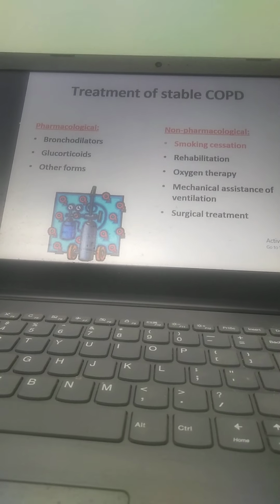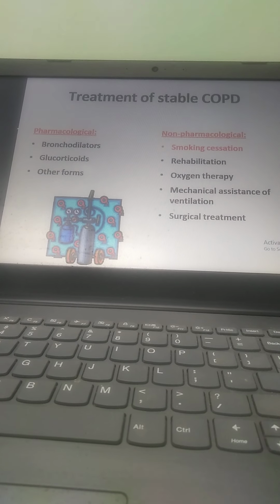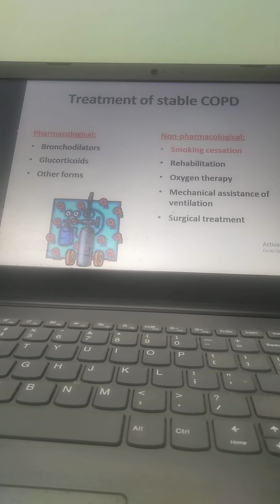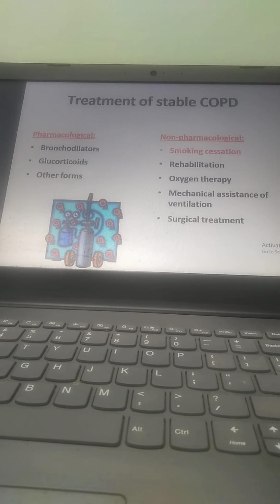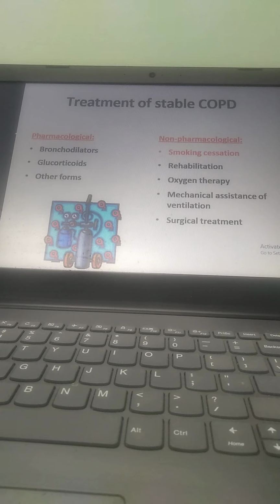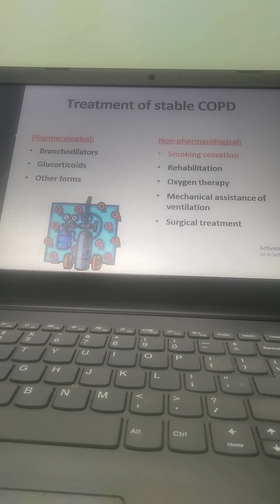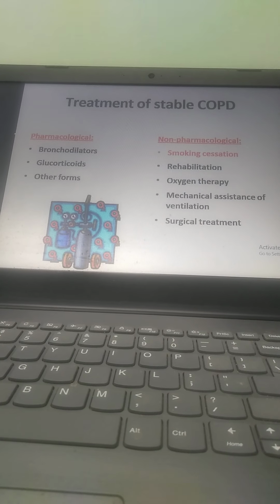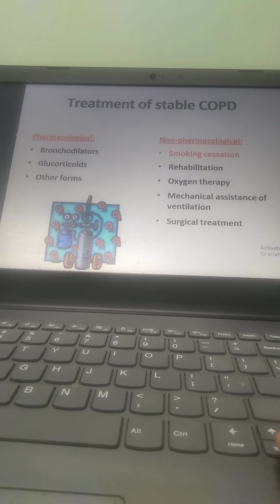Now, treatment of the stable COPD. Pharmacological, we have bronchodilators, glucocorticosteroids, other forms. And non-pharmacological, we have smoking cessation, rehabilitation, oxygen therapy, mechanical assistance of the ventilation, and surgical treatment. This is the last option.